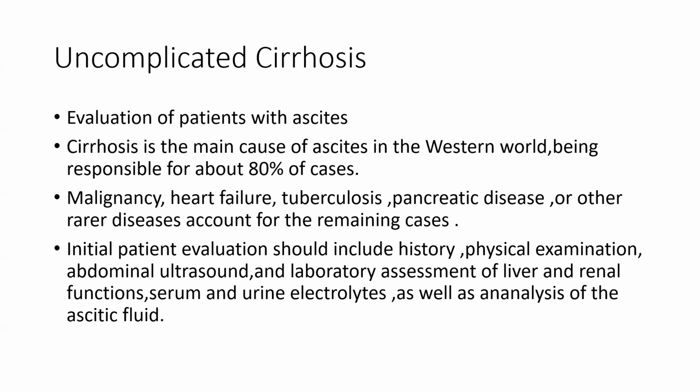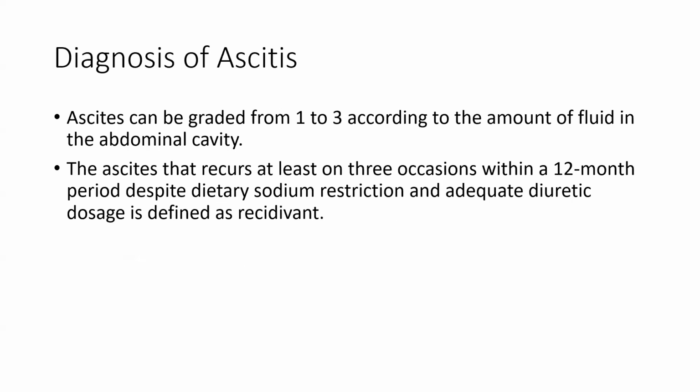For evaluation, we need to take history, physical examination, abdominal ultrasound, and lab assessment of liver and renal function, serum and urine electrolytes, as well as analysis of ascitic fluid. Ascites is graded from 1 to 3 according to the amount of fluid in the abdominal cavity. Ascites that recurs at least on 3 occasions within a 12-month period, despite dietary sodium restriction and adequate diuretic dosage, is defined as recidivant.